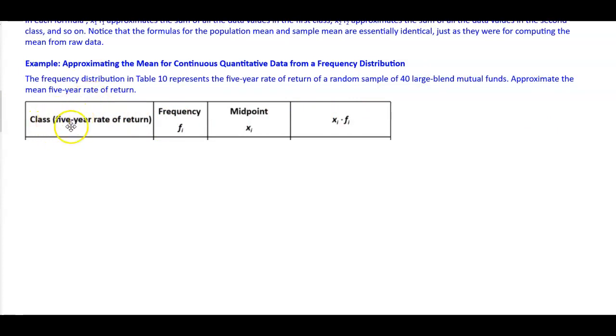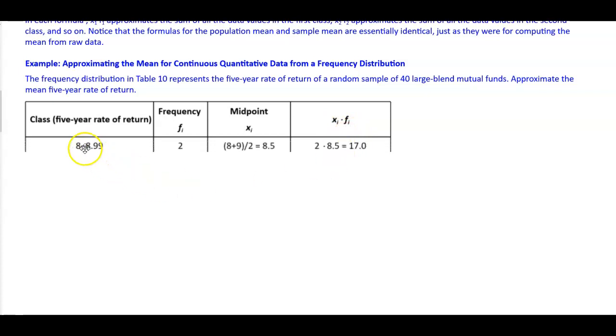The first column is the class of the 5-year rate of return. The second column is the frequency, then the midpoint, and the last column is taking the midpoint and multiplying it by the frequency. So what's given is the class and the frequency, and we need to figure out the midpoint and the midpoint times the frequency. Let's take a look at the first row.